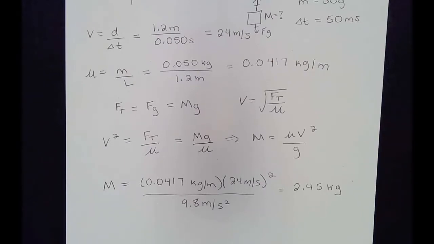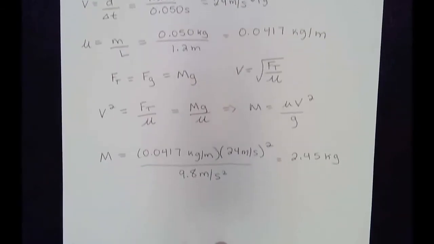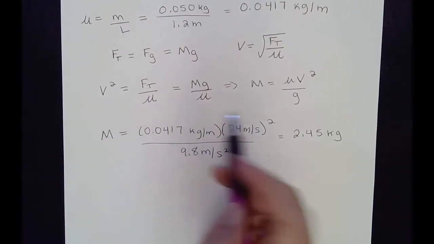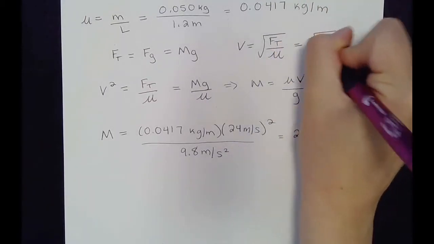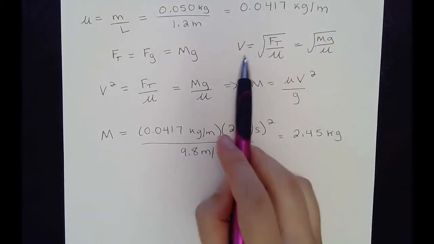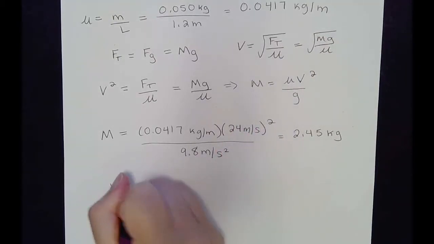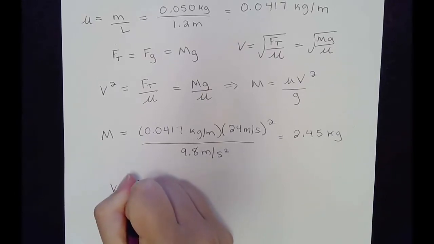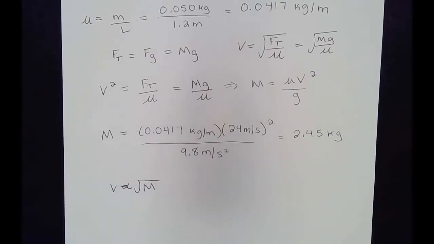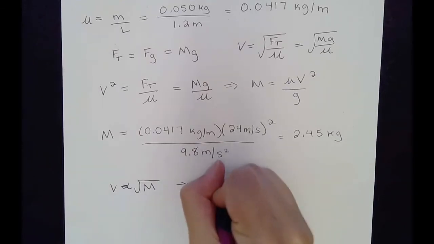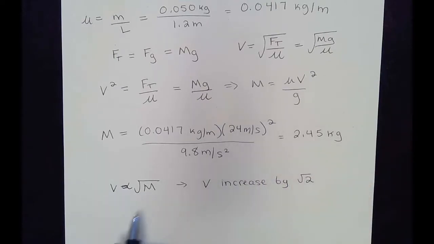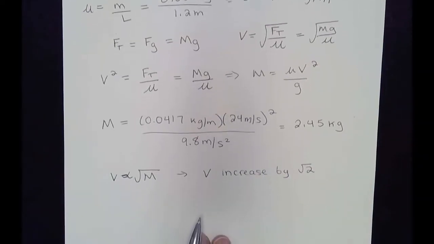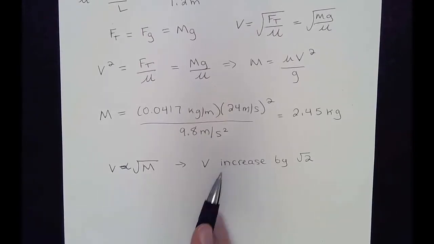Okay, the next question is, how would the travel time change if the mass was doubled? Looking at this equation here, if I just plug in root mg over mu, we can see that the speed is proportional to the root of the mass if all other factors are constant. So v is proportional to the root of m. This means the speed would increase by root 2 if we were going to double the mass. Now let's look at how the time changes when the speed changes.